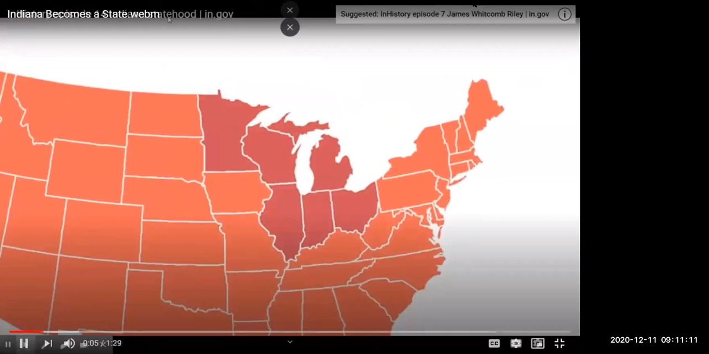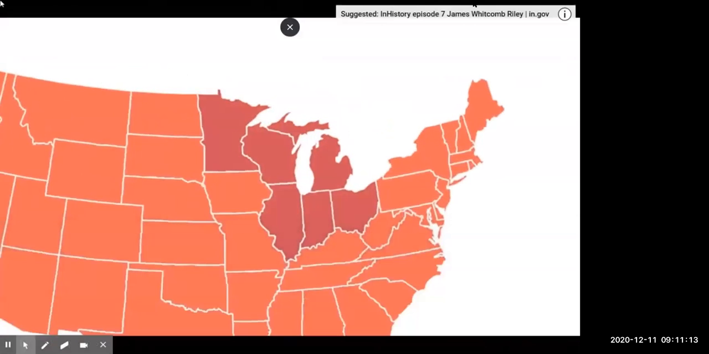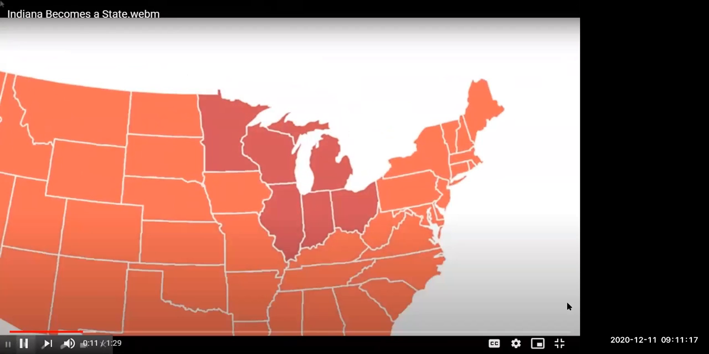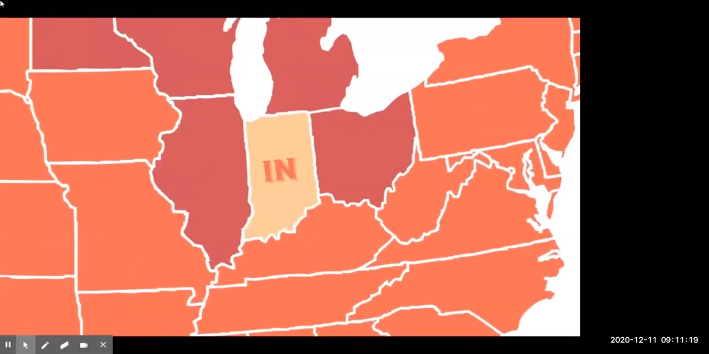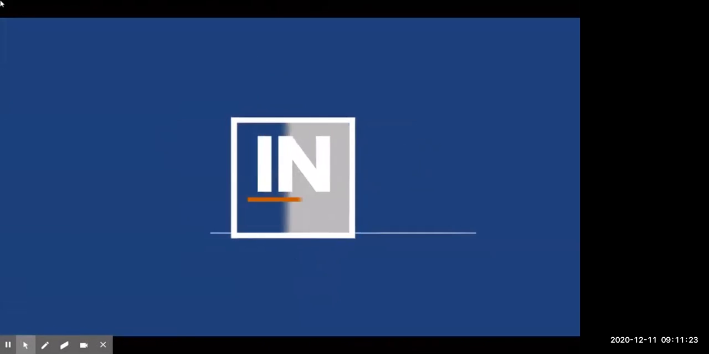Farmers carved the Indiana Territory out of the larger Northwest Territory while preparing to grant statehood to an area known as Ohio. Before long, residents of the Indiana Territory wanted statehood for their own stomping grounds. And that's the subject of this month's In History.